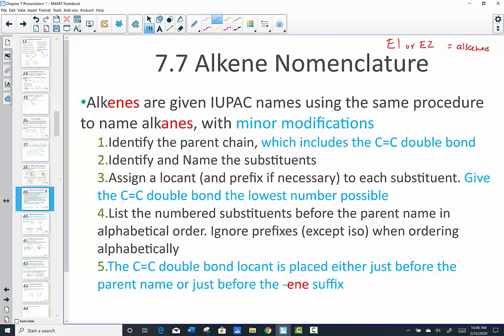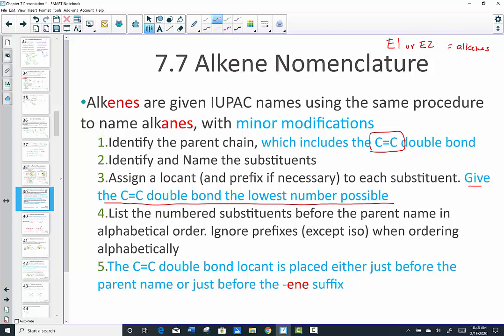First, we need to identify the parent chain that must include the carbon-to-carbon double bond. Then we will identify and name any of the substituents, giving it a number and a prefix if necessary to indicate quantity. This is a very important part. The carbon-to-carbon double bond receives the lowest possible number. Even if we run into another substituent group first, we want to make sure we're numbering from left to right or right to left to make sure that the double bond gets the lowest number. Then all the other numbers are placed.